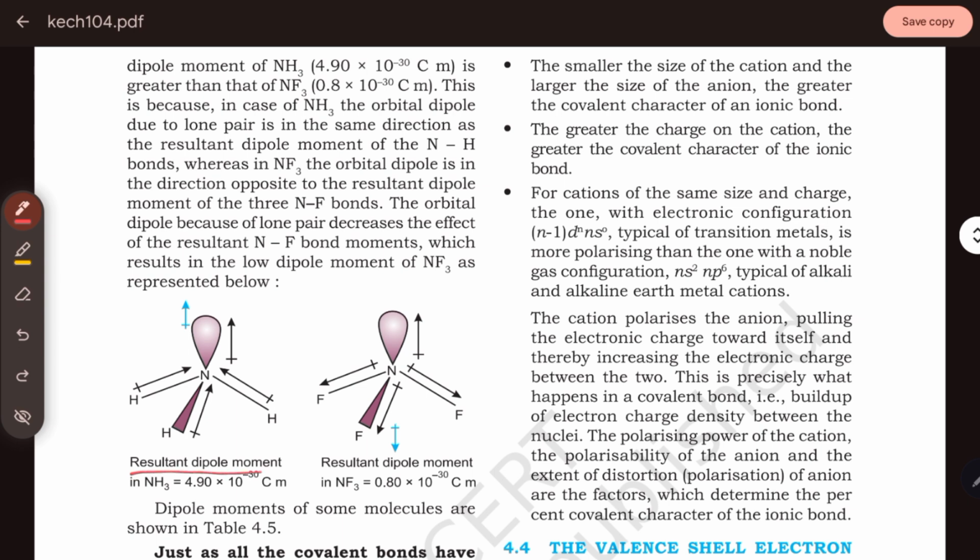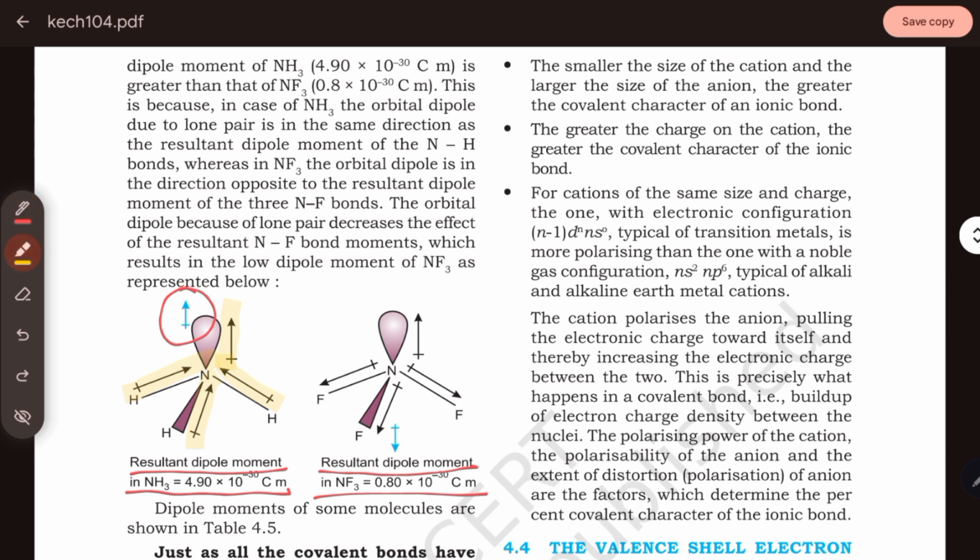The resultant dipole of NH3 is greater than the resultant dipole of NF3, though fluorine is more electronegative than hydrogen, because of the net dipole moment. In the case of NH3, the NH bond dipole or bond moment is towards nitrogen, and in the case of the lone pair, it is towards the lone pair. All the directions are on the same side, and so the net dipole is additive in nature. It's a vector quantity.